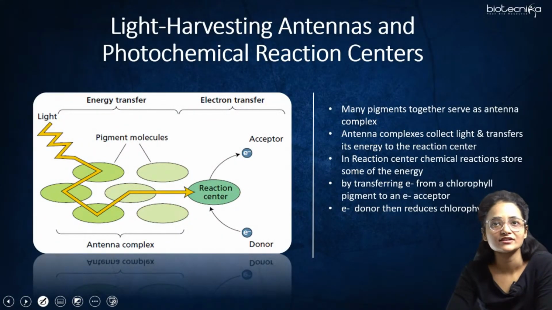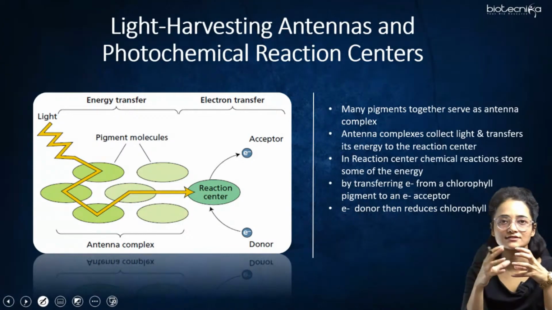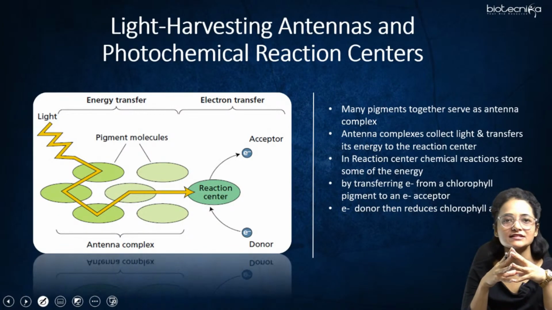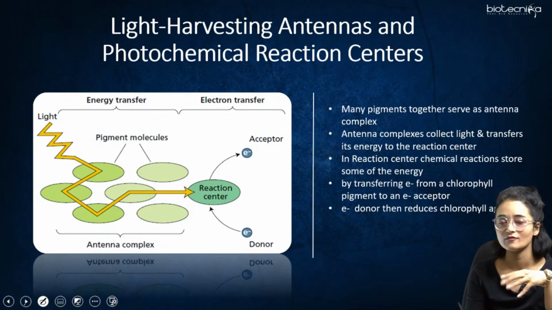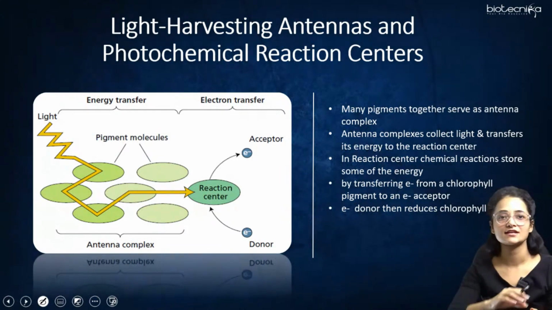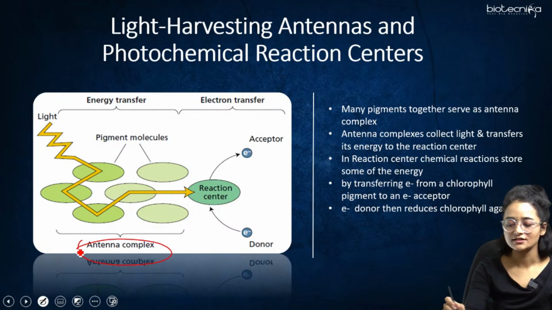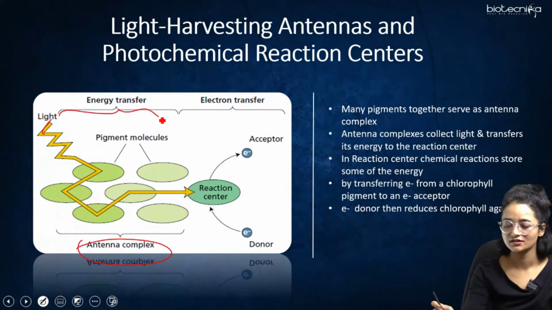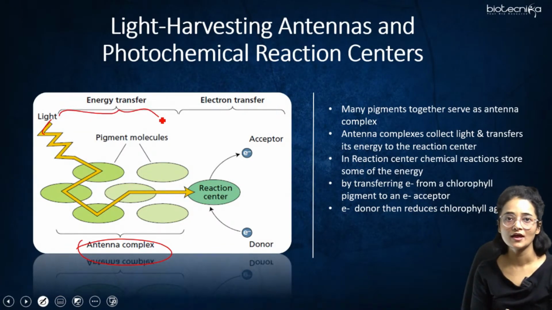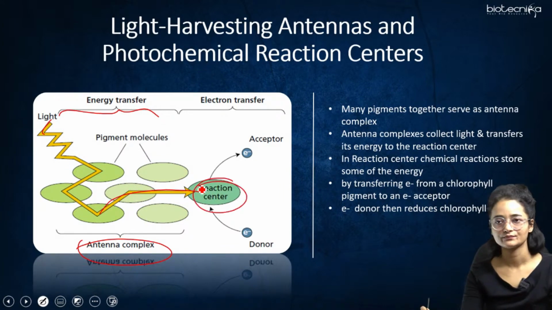Now here come the light harvesting antennas and the photochemical reaction centers. These are the two important things present in the chloroplast. The diagram says that the pigment molecules are present in the form of antenna complexes. All the pigment molecules arrange themselves and are present in the form of a complex here. These are known as the antenna complexes, and these pigment molecules absorb light of a particular wavelength. The energy from the light that they absorb, they transfer to the reaction center, right?